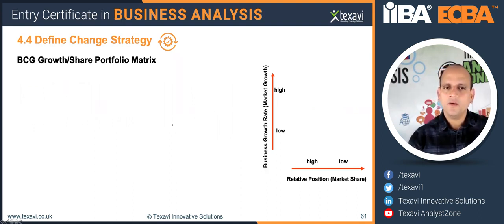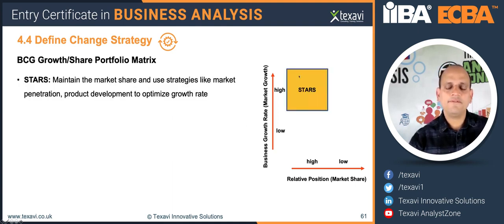And what it does, as I mentioned, is the relative position or the market share is plotted on the x-axis, and basically what is the potential growth rate that this particular product offering or service has, we will try and map it on the y-axis. And then if your products or offerings are in this particular quadrant, you'll call them stars.